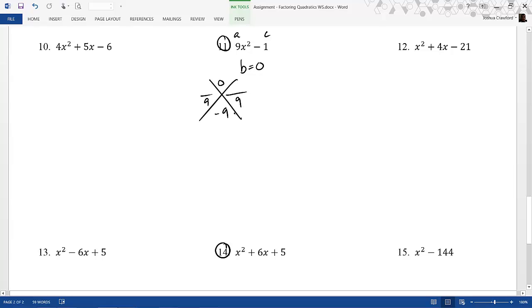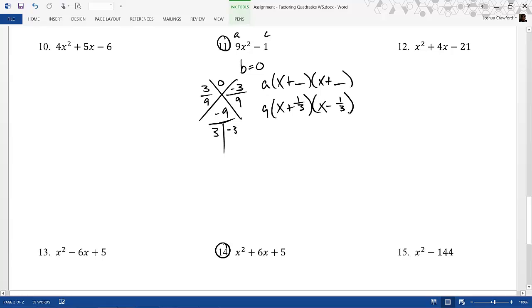Find the factors of negative 9 to add to 0. So the factors of negative 9 that add to 0 will be 3 and negative 3. So 3 here and negative 3 there. And then you'll have your a times x plus blank times x plus blank. A is 9. X plus 3 over 9. Oh, and 3 over 9 reduces to 1/3. So x plus 1/3. Then x minus 1/3.